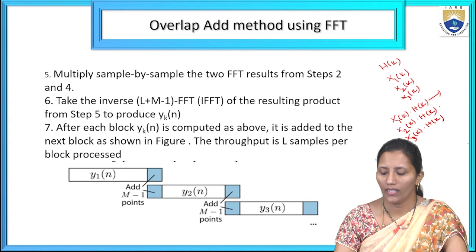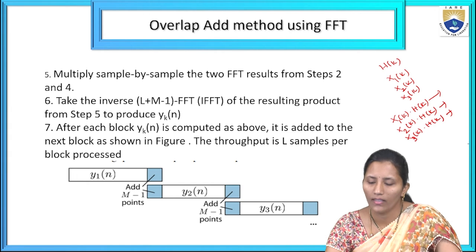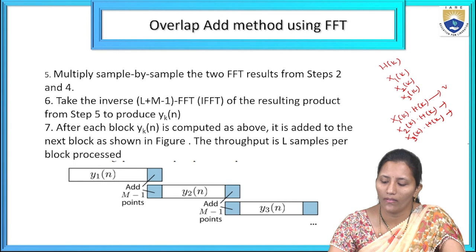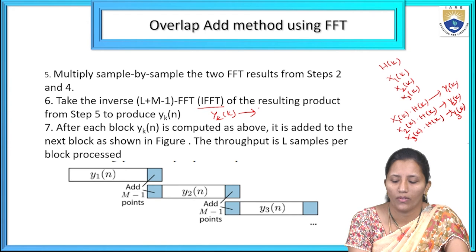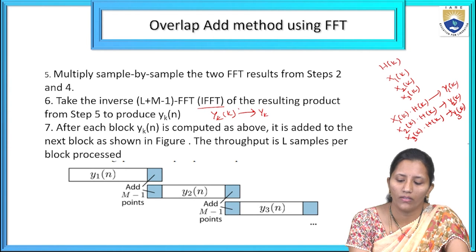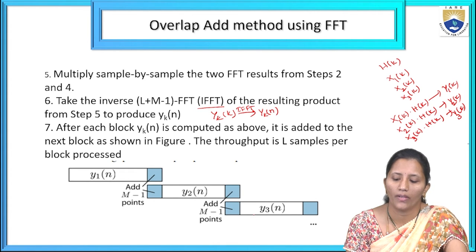Then we get the circular convolution of the particular output. So here we get y1 of k, y2 of k and y3 of k, and we have to get these in the time domain. So again we apply the inverse fast Fourier transform to the frequency domain response to convert it into time domain samples, yk of n. So again we get y1 of n, y2 of n, y3 of n.